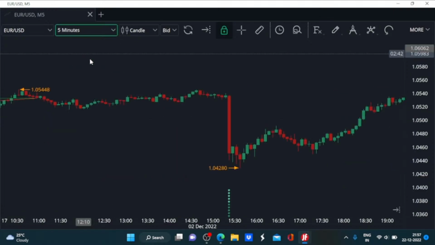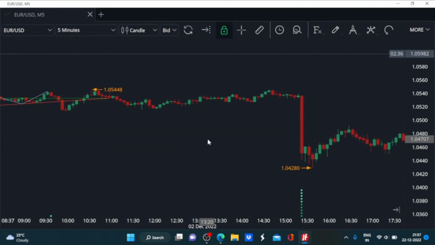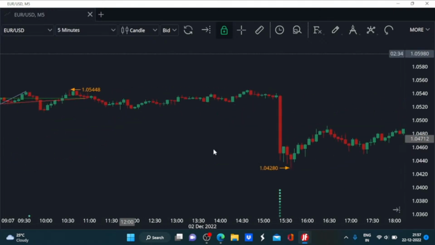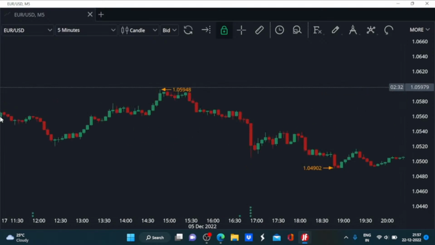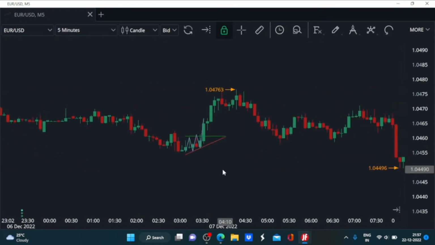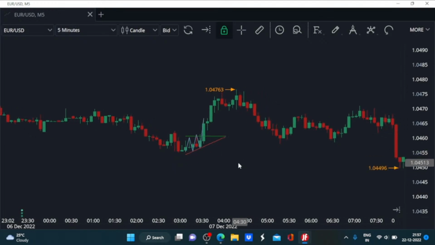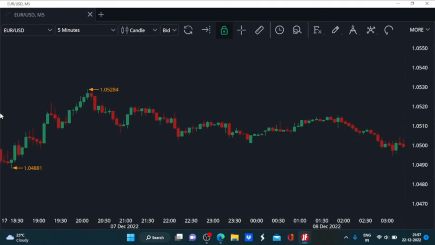Let's try 5 minute. Again here also the formation is taking shape. I think it is being drawn on the same timeline. Let's go forward to see if we have any further instance, and here it was with this sharp break above the prior swing high and then continuation. So here also you would have been able to make money.